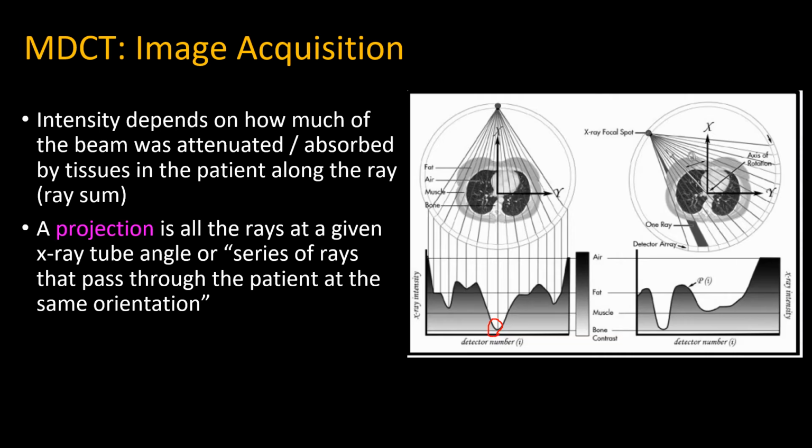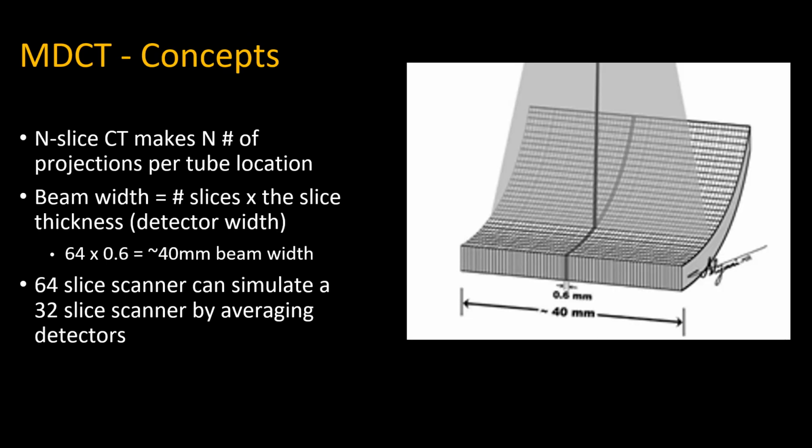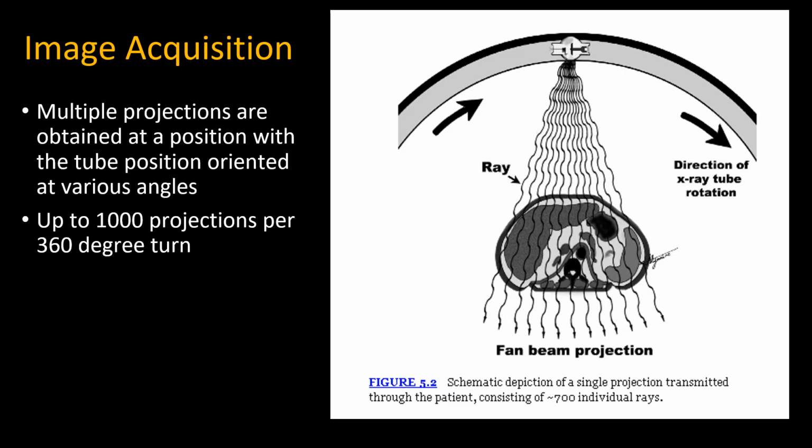A projection is all the rays at a given X-ray tube angle, or a series of rays that pass through the patient at the same orientation. A 64-slice CT means that 64 projections are created per tube location. The beam width would equal the number of slices times the slice thickness. So for a 64-slice scanner, that might be 64 times 0.6 millimeters, giving us a beam width of about 40 millimeters. We obtain multiple projections per turn of the CT machine, up to 1,000.